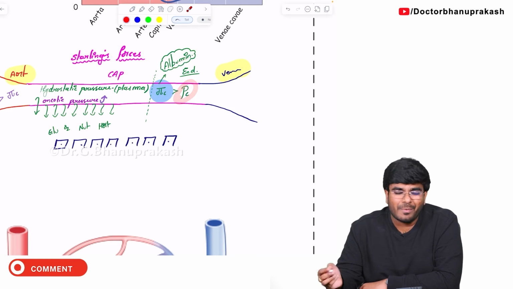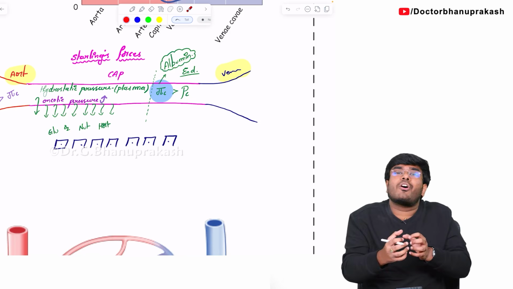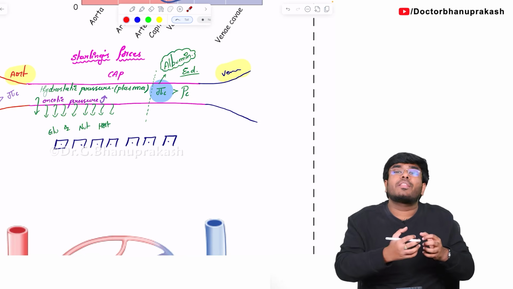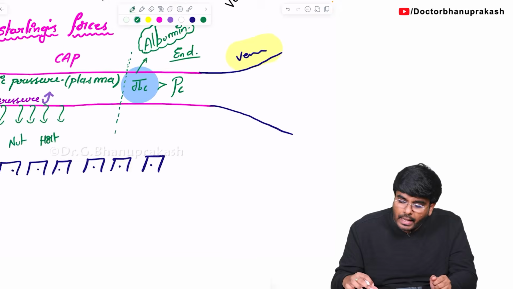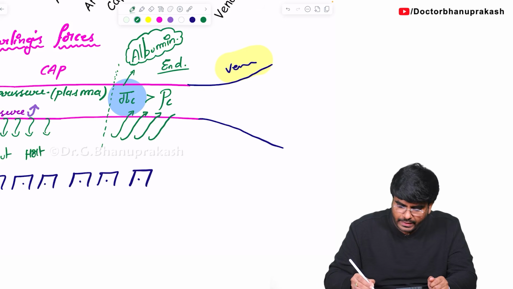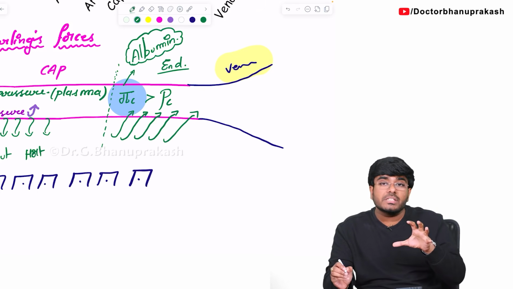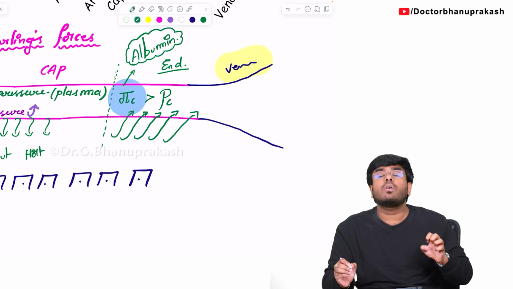So now tell me what will happen? Oncotic pressure is more. Oncotic pressure will try to absorb the water, it will try to hold the water. So because of this high oncotic pressure, whatever fluid has gone out will again come back. This oncotic pressure is going to reabsorb the water. Oncotic pressure is always trying to pull the water in, to hold the water in.